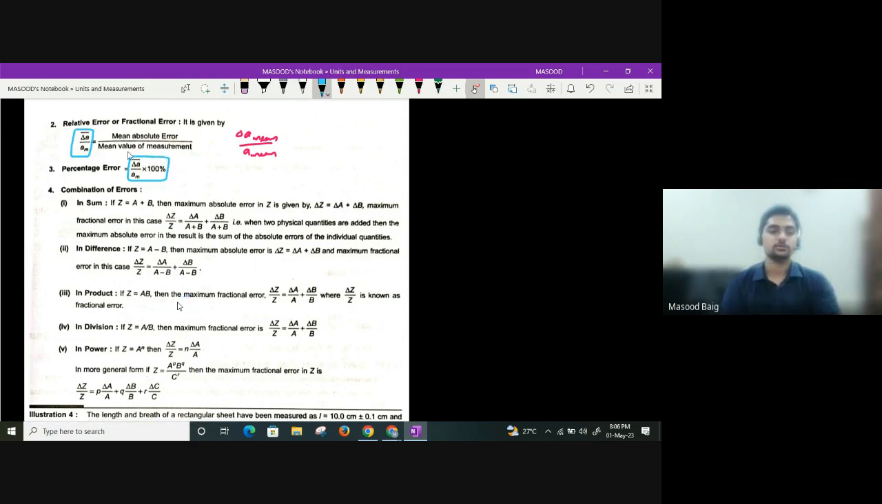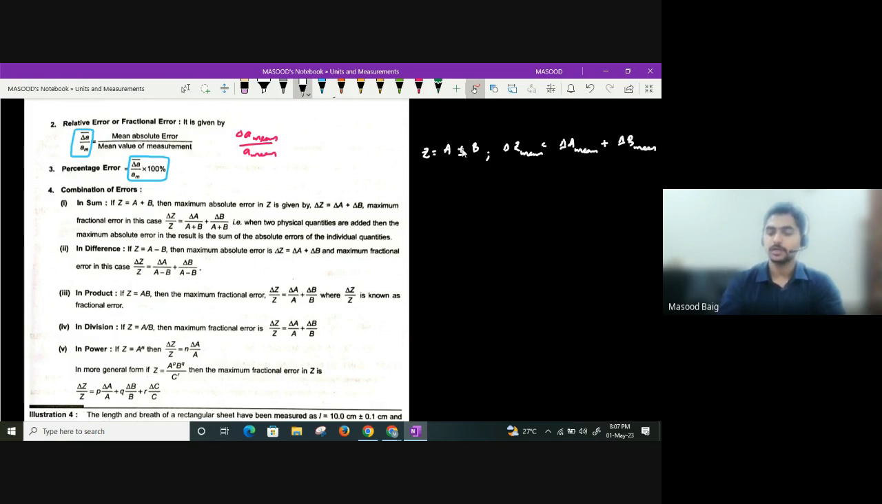Four important things you should remember, guys, in case of errors. Now, any physical quantity may be a derived quantity, obtained by using different quantities, guys. So we have different combinations. Let us say Z is one physical quantity. If one quantity is obtained by performing addition or subtraction of two quantities, then I will make use of mean absolute error. So mean absolute error in Z will be mean absolute error in A plus mean absolute error in B.